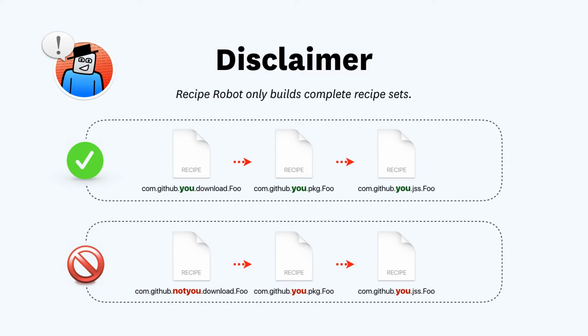That, together with my strong desire to avoid duplicate recipes in public repos, is why Recipe Robot doesn't work with apps that already have auto-package recipes. There is a way to override this behavior and make Recipe Robot ignore existing recipes, but I don't recommend doing that except during testing. Okay, let's do the app now.